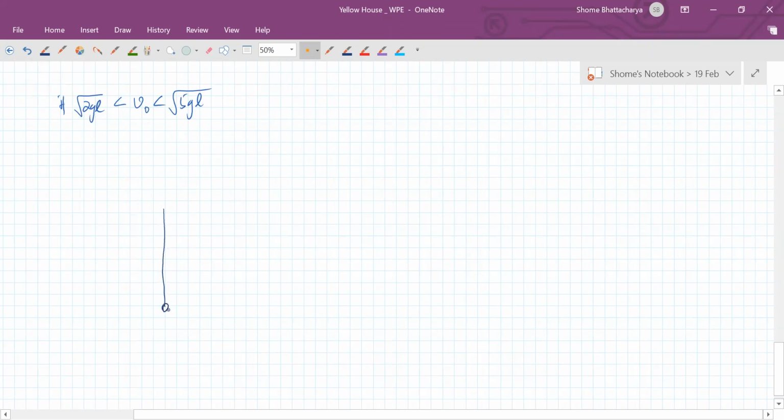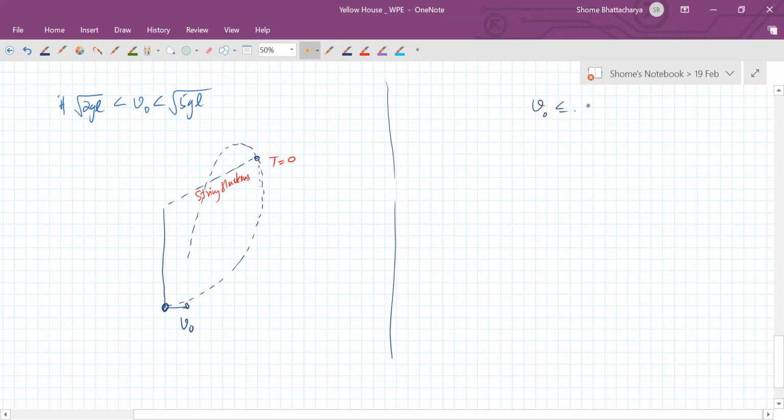the string will become slack at some point after crossing the 90-degree angle. After crossing the 90-degree position, at some position here, the tension in the string will become 0. So the string slackens and the particle goes into a projectile motion and falls like this. Whereas if V naught is less than or equal to root 2 GL, then it sways like a pendulum.